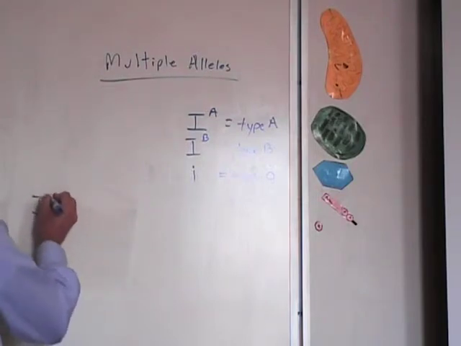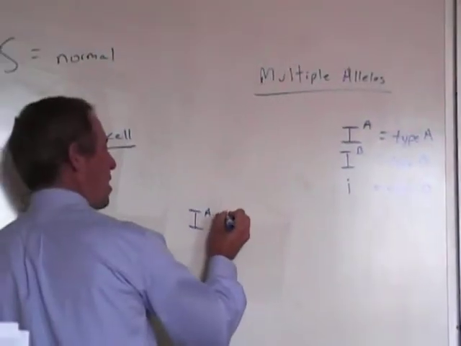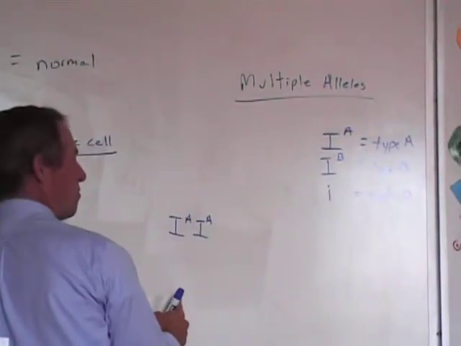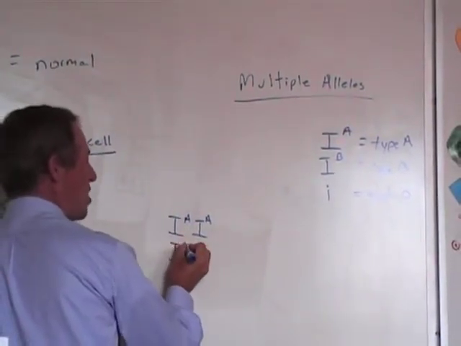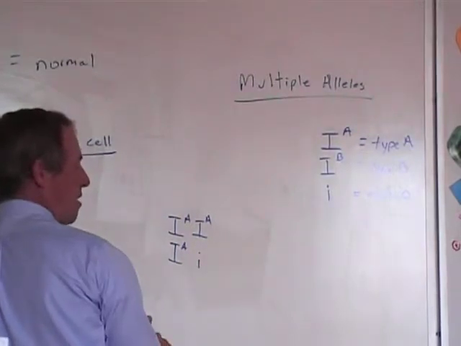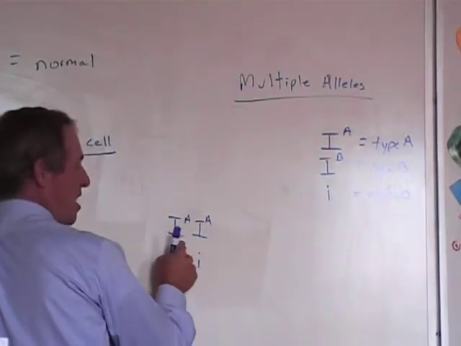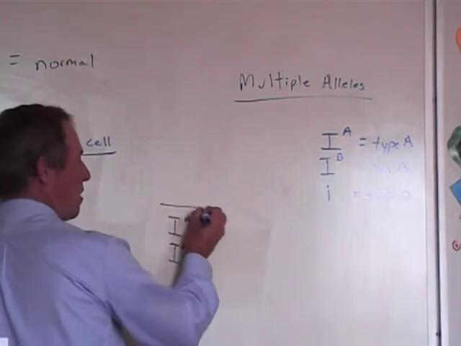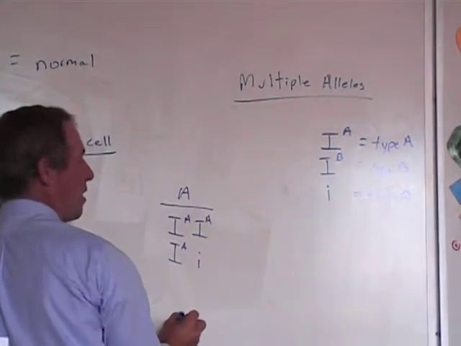A person can be this. Guess what type blood they have? Type A. Or they can be this. Guess what type blood they have? Type A also, because this is dominant over that. Type O is recessive. So both of those are type A.